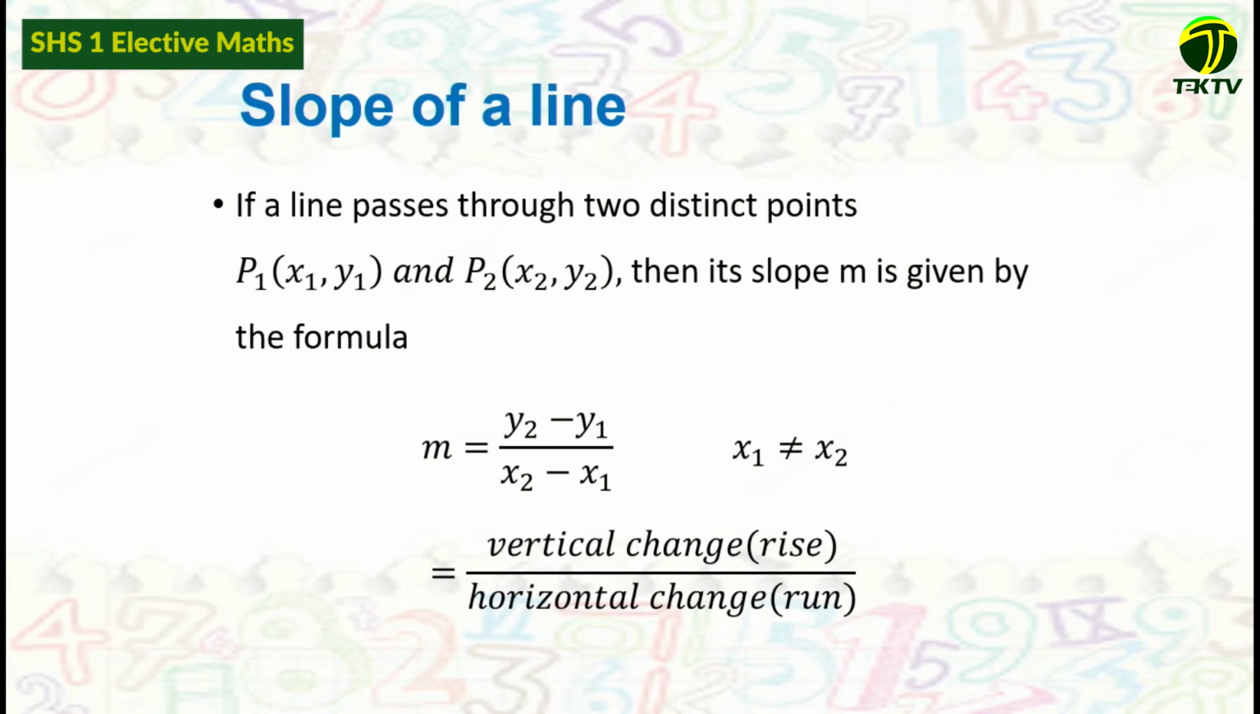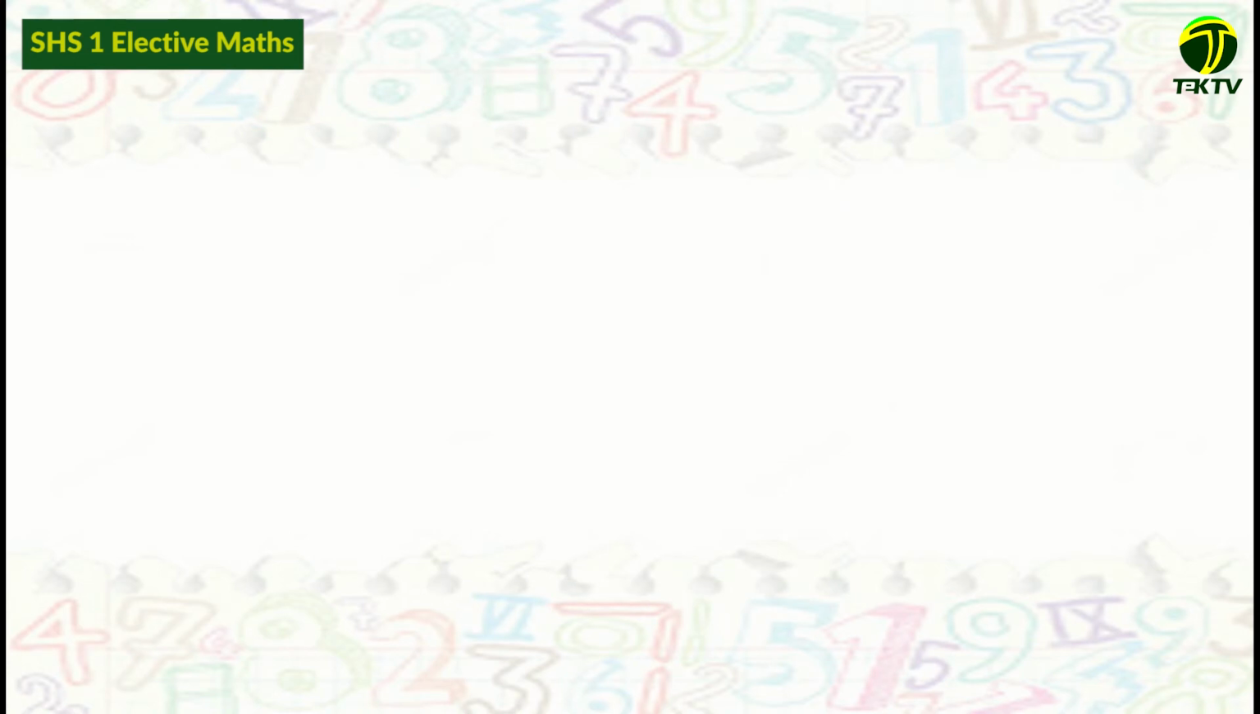If a line passes through two distinct points, for example P1 (x1, y1) and P2 (x2, y2), then its slope m is given by the formula m is equal to (y2 minus y1) over (x2 minus x1). And this, like I said, is based on the principle that the slope of any given line is given by the vertical distance over the horizontal distance. So we have to consider the OXY plane.